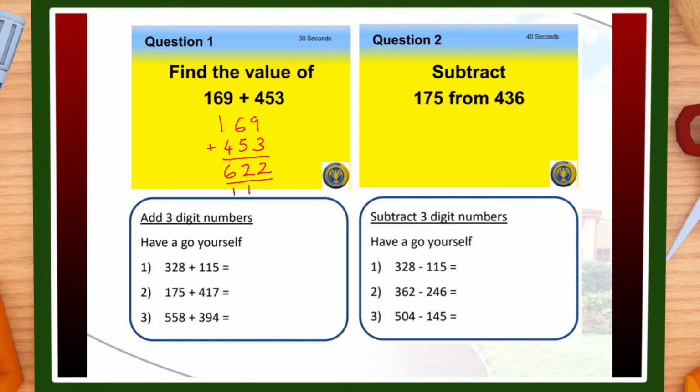Question 2, subtraction. We're taking the 175 away from 436. So the bigger number here needs to go on the top. 6 take away 5 is 1. 3 take away 7, we'd say you can't do. Okay, so we'll borrow 1 from here. So borrow 1 from the hundreds column and add it on there. 13 take away 7 is 6. And 3 take away 1 is 2. And again, some for you to try.